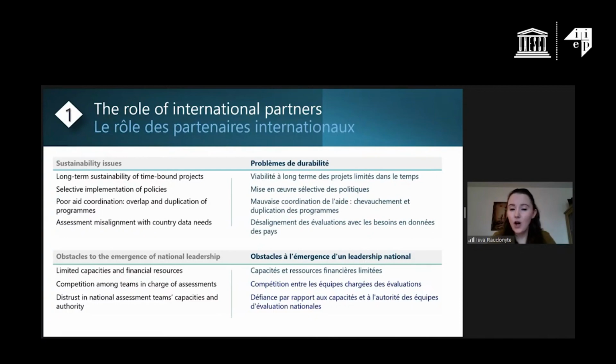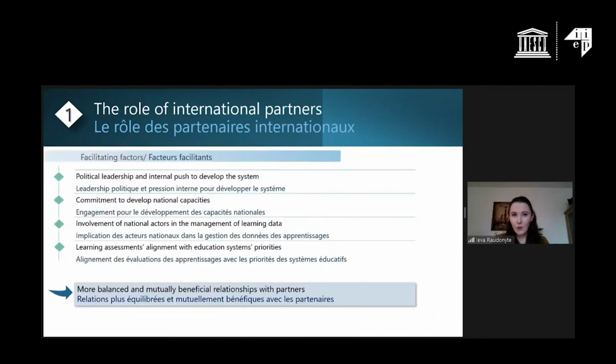this emergence of leadership. But also our study documented some facilitating factors and some conditions that can lead to more mutually beneficial relationships. So we saw that the political leadership and internal push to develop the system are very important, just as commitment to develop national capacities as opposed to the outsourcing of different assessment activities.